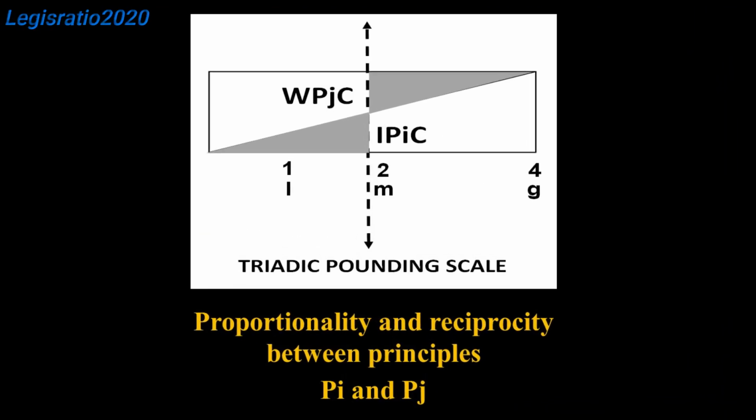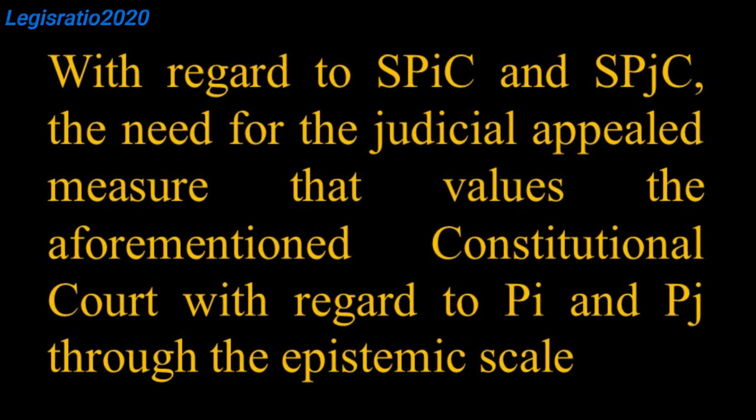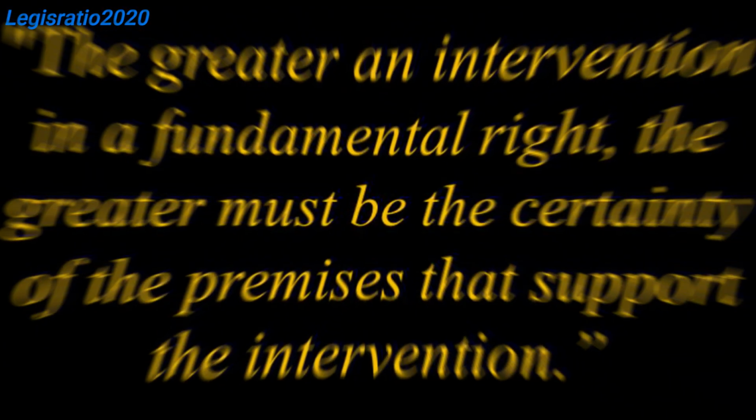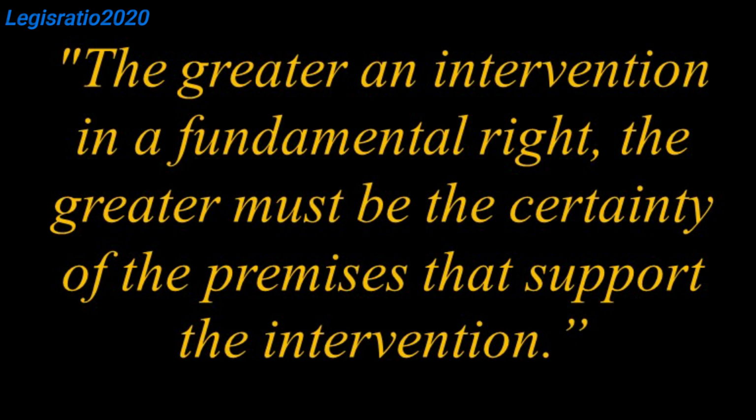The triadic scale of Robert Alexy schematizes the notion of proportionality and reciprocity between two fundamental principles or rights. In Alexy's interpretation of the reasoning of the German Federal Constitutional Court, a small restriction on IPiC is expected to reflect an increase in the relation of Pj with regard to SPiC and SPjC, the need for the judicial appellate measure that the aforementioned Constitutional Court values with regard to Pi and Pj through the epistemic scale. In this sense, Alexy states that the greater an intervention in a fundamental right, the greater must be the certainty of the premise that supports that intervention.